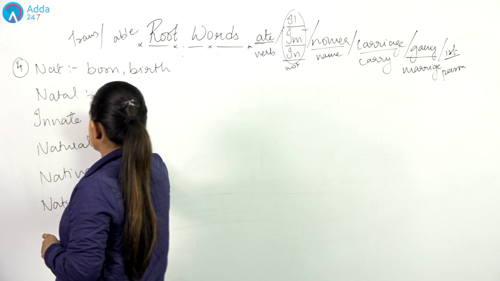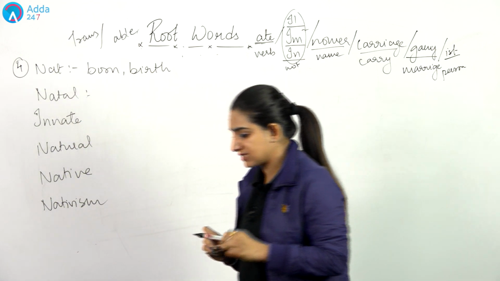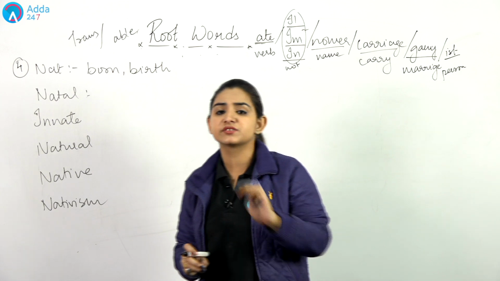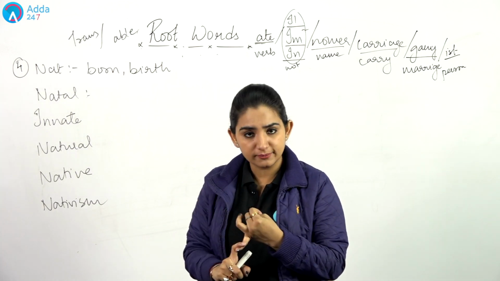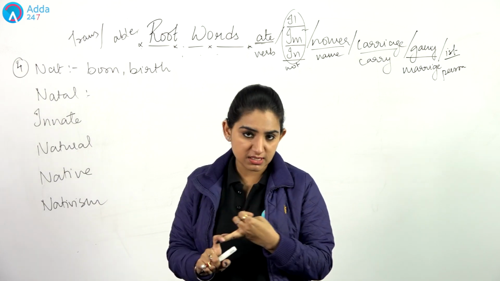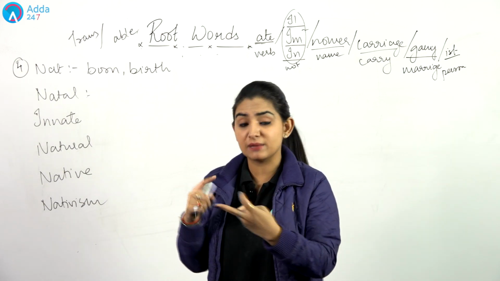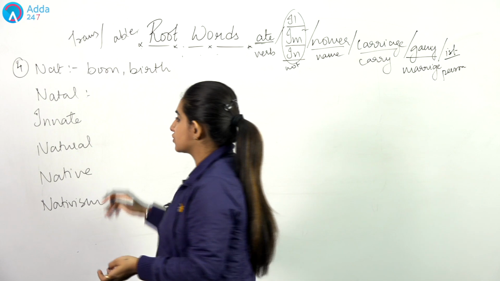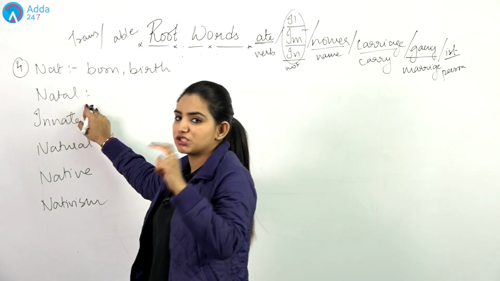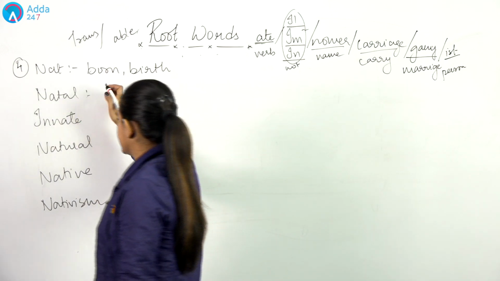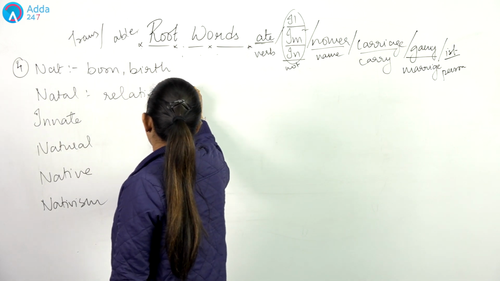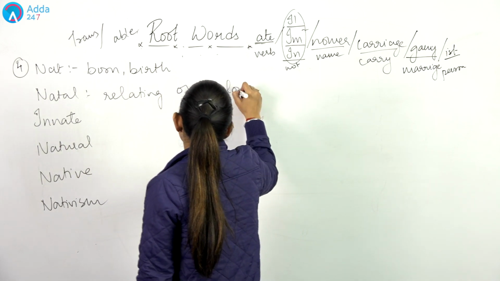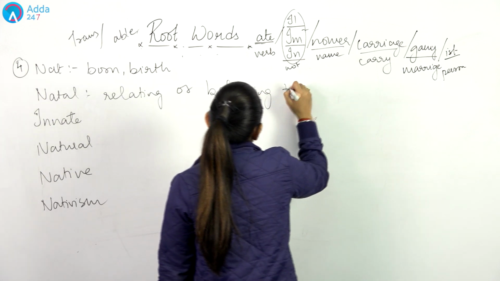Now, understand natal. What does natal mean? It says anything and everything that is related to your birth or somebody else's birth. It can be the clothing, it can be the instruments, it can be anything, it can be the operation theatre. So, anything which is related to birth is called natal. So, relating or belonging to the birth.